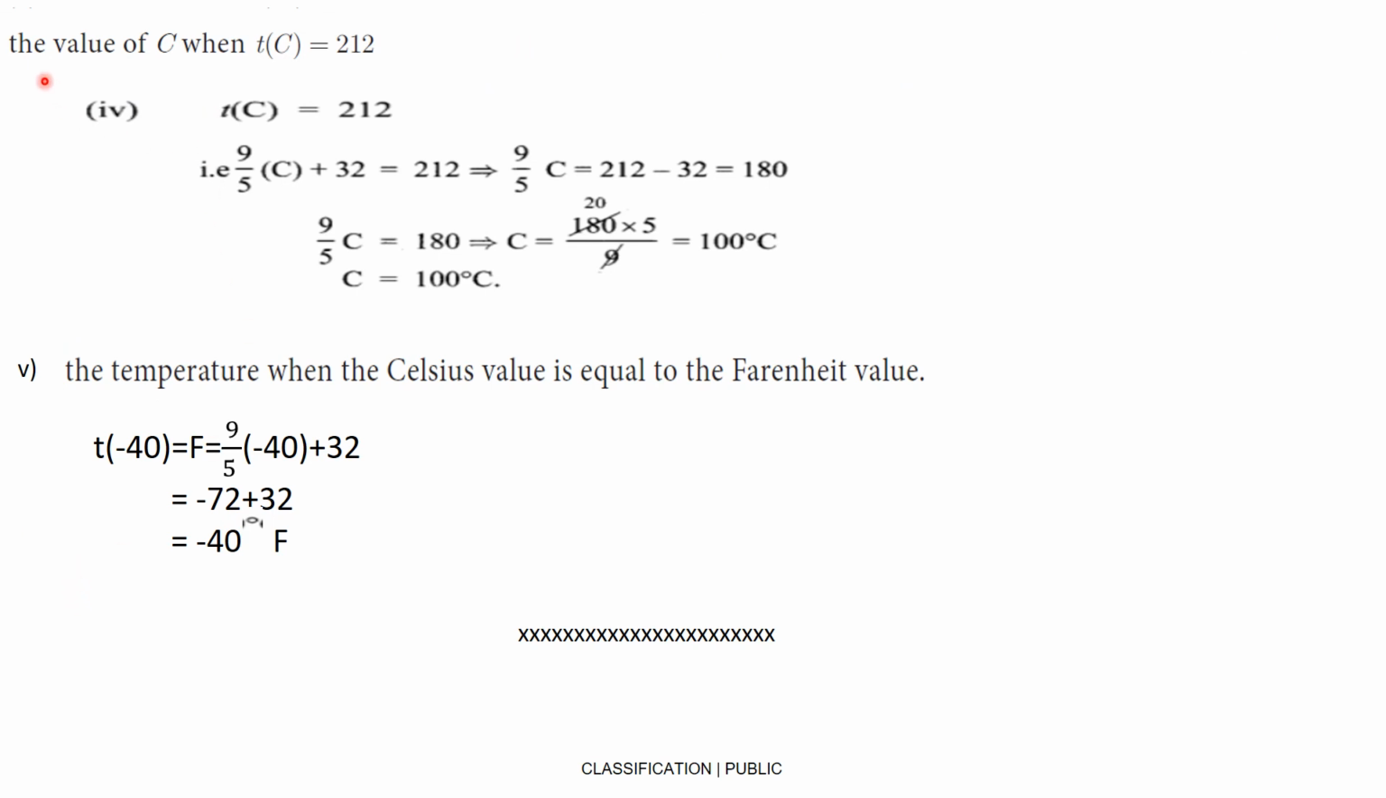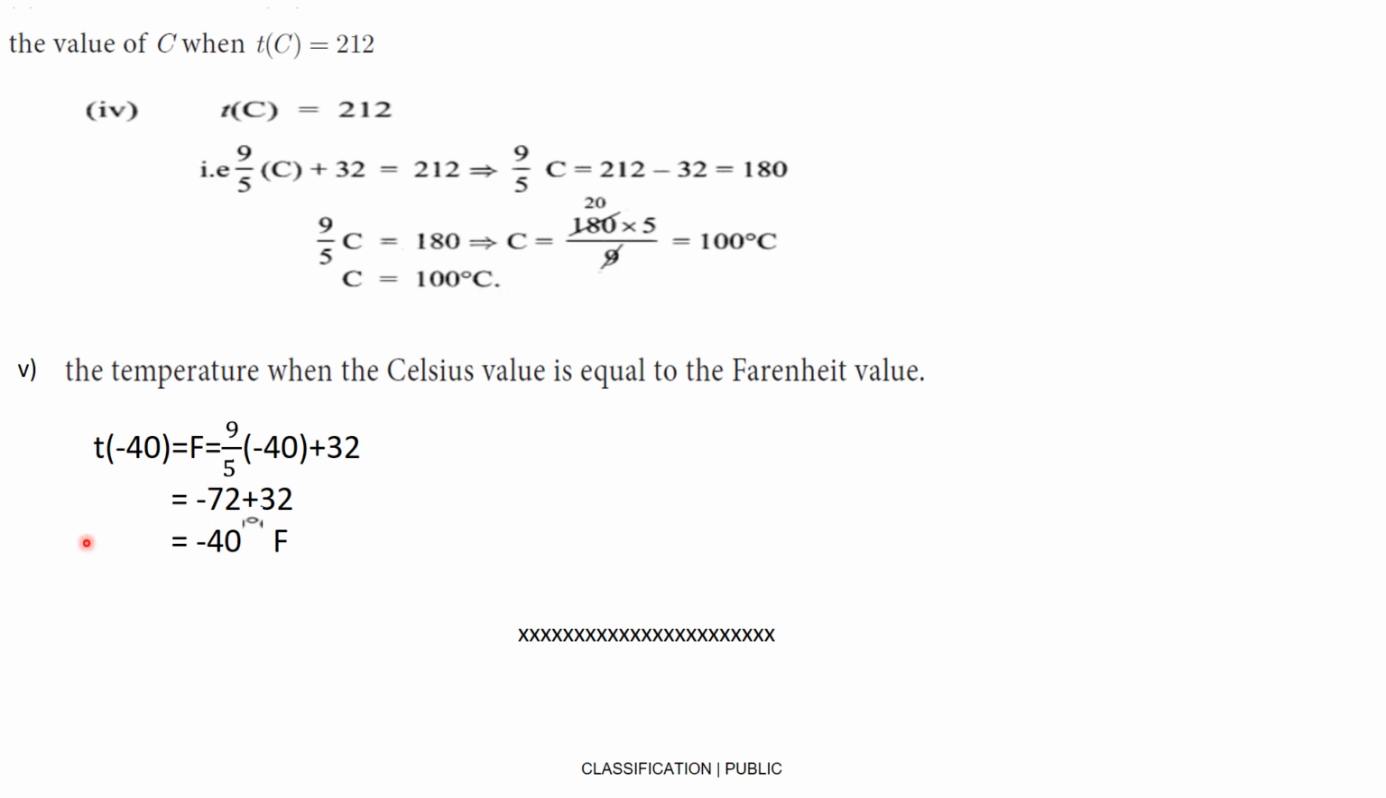Next, the value of C when T of C equal to 212. It's given. So T of C equal to 212. T of C equal to what? F equal to 9 by 5 into C plus 32 equal to 212. That implies 9 by 5C equal to, so plus 32 will go to the right hand side, it will become minus. So 212 minus 32 equal to 180. Therefore 9 by 5C equal to 180. Therefore C equal to 180 into 5 by 9. Cancel it, 20 into 5 equal to 100. C equal to 100 degrees Celsius.